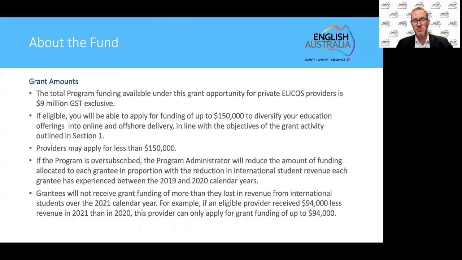And coming back to that, we want to know that on this program, it's also one of the unique factors, well, sorry, it's not unique, it's consistent with the last program, but your grant allocation can only be to the value of the loss that you've experienced.